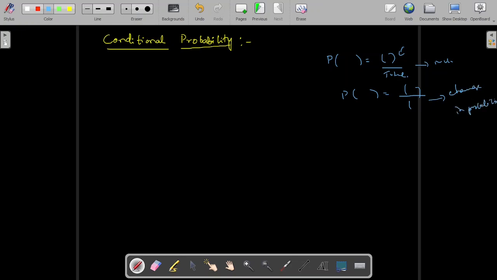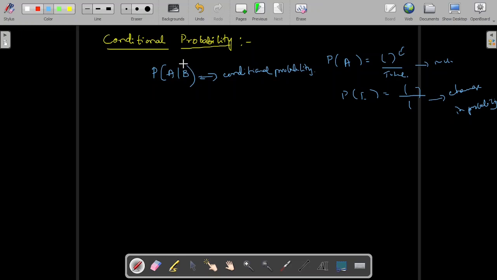Such probability is called conditional probability. If this is event A and this is another event B, and one event affects the probability of another event, then we call it conditional probability. In simple words, this is the best example. It is denoted as P of A given that B has occurred. This is how we denote the conditional probability. Some restriction or condition is given where the second event has already occurred.